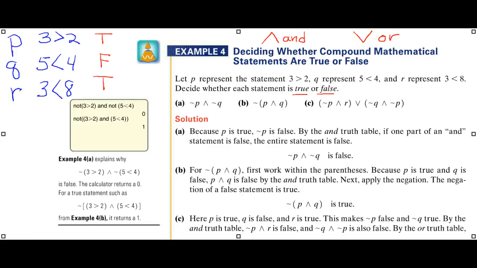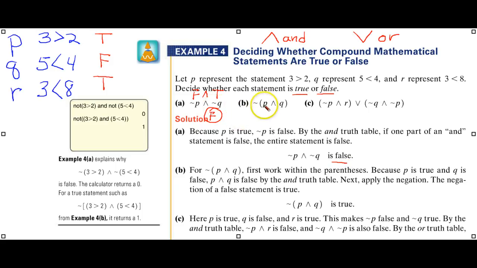All right, let's analyze. So as we look here at not P, P we said was true, so not P is going to be false. Now we said Q was false, so not false is true. And since this is a conjunction, in order for it to be true, they must both be true, so this ends up being false. And that is right down there.